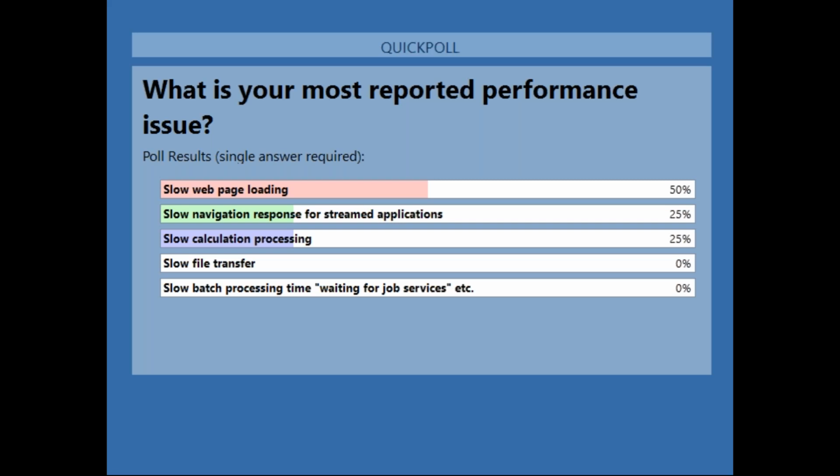So it looks like a majority of the attendees hear about slow web page loading. So that really applies to web applications and especially high data intensive web applications where there's a lot of maybe transactions occurring. So we do hear that quite a bit. 25% for slow navigation response for streamed applications. And that really applies to fat client applications that are being streamed or accessed via something like a Citrix receiver.